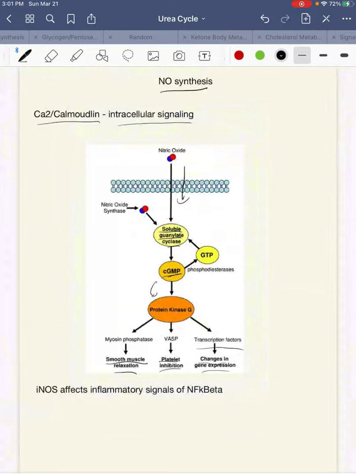And like I said, there are different nitric oxide synthases, but iNOS affects inflammatory signals, and it does that by acting on NF-kappa B, which I think you'll talk about in cell phase if you're taking that class.